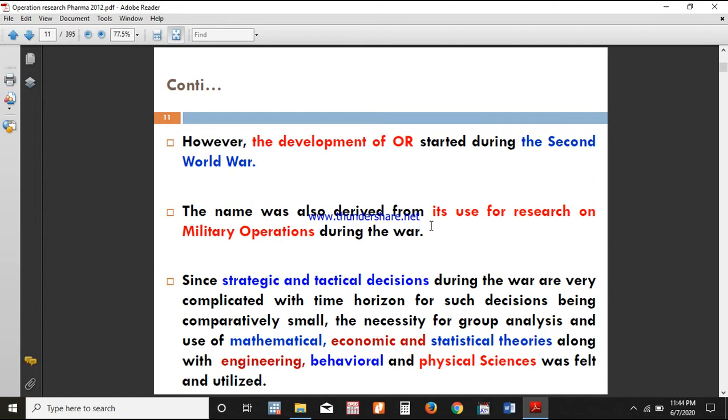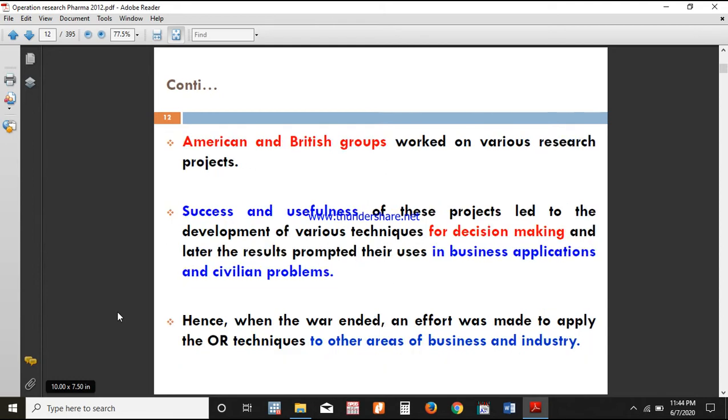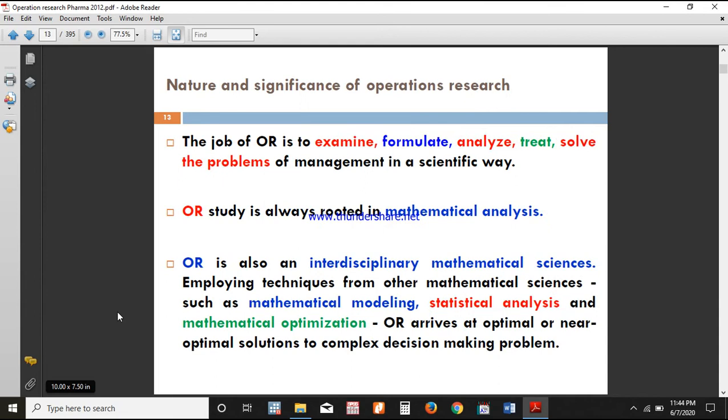The name is also derived from its use for research on military operations during the war. Since the strategic and technical decisions during the war were very complicated, after the end of the Second World War, operations research helped business enterprises solve business-related problems in their companies. This is a short historical background of operations research.